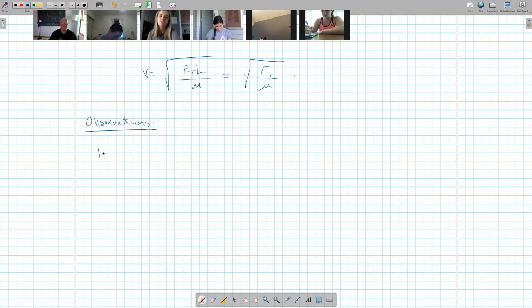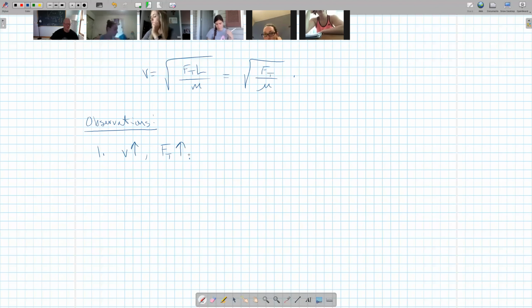Observation number 1. The velocity goes up as the tension goes up. So if I put the string under higher tension, the speed at which that wave travels is going to be faster. Here's my string, I don't have much tension in it, I pluck it, and my wave moves kind of rapidly, but not too fast. Then if I put it under more tension and pluck it, the wave moves faster through it.